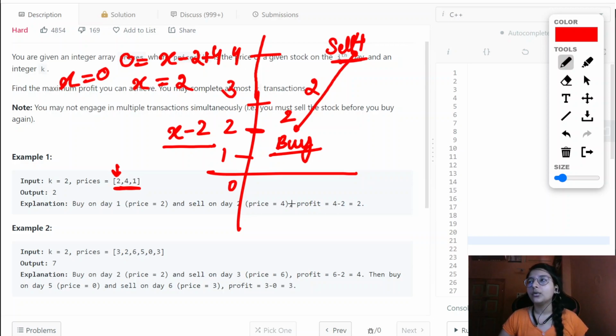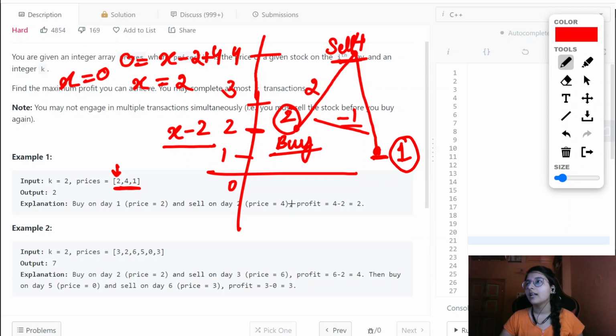And if we don't sell at this particular point and the next price is 1, if we sell at that moment, and earlier we had bought at this point and we sell at this point, here we incur a loss of -1, right? So it is better that we buy at this point and sell at this particular point so that we can earn a profit of 2.